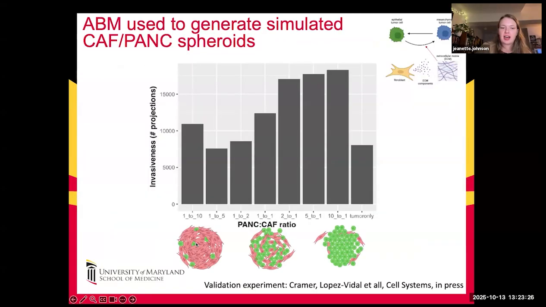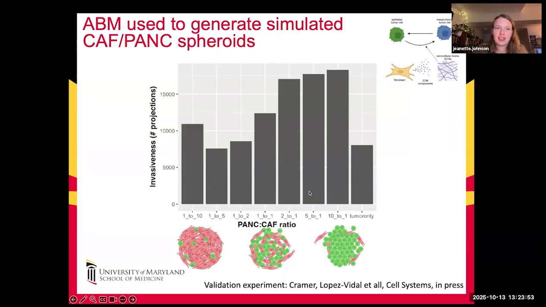And so once I had the simulation at each cell type ratio, I calculated the invasiveness of each spheroid. And so the model here is able to make a fairly clear prediction about which ratios of cells it thinks will produce the most invasive spheroids.